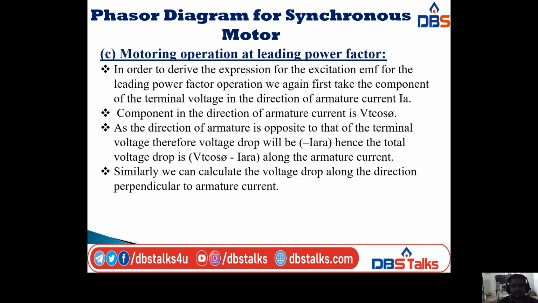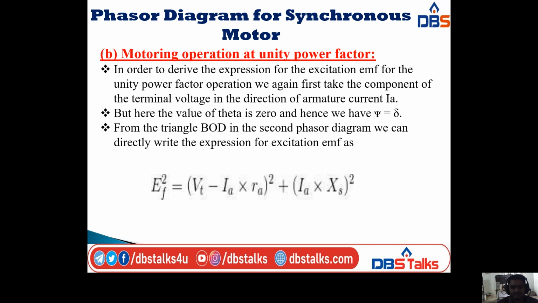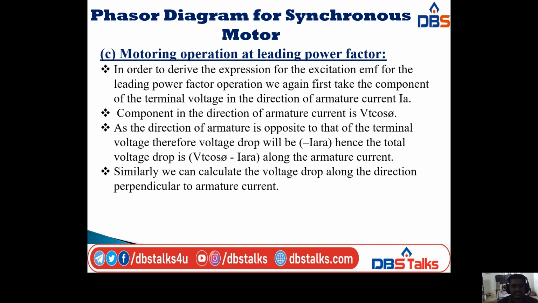And coming to the third one, that is motoring operation at leading power factor. In order to derive the expression for the excitation EMF for the leading power factor operation, we again first take the component of the terminal voltage in the direction of armature current Ia. That is the same diagram we are taking, the first phasor diagram. The component in the direction of armature current is Vt cos phi, and as the direction of armature current is opposite to that of the terminal voltage, the voltage drop will be same as the lagging power factor, that is minus Ia Ra. Hence the total voltage drop is Vt cos phi minus Ia Ra along the armature current.